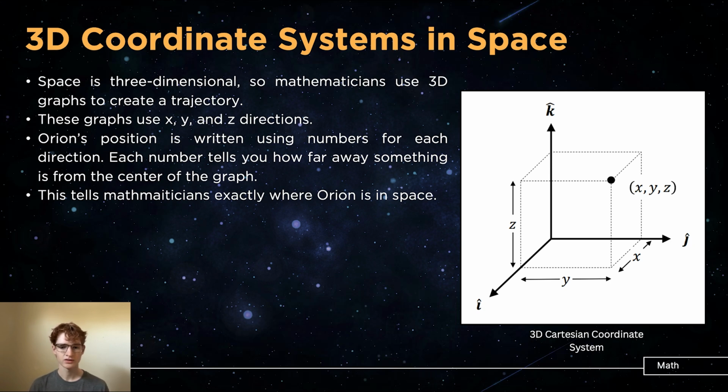It's kind of like giving directions in a video game. Instead of saying go north, you say exactly how far they need to move in each direction. This lets mathematicians know exactly where Orion is in space at any moment.